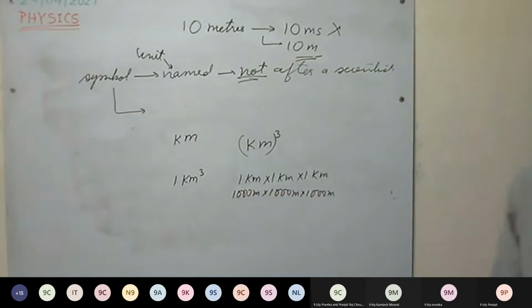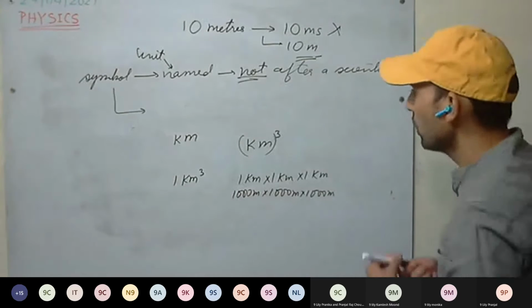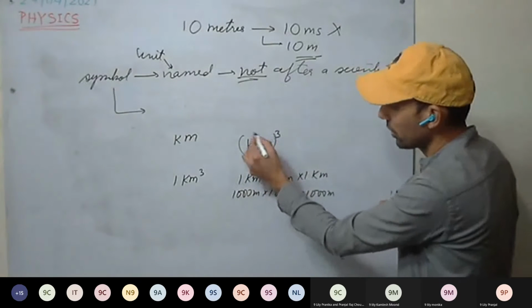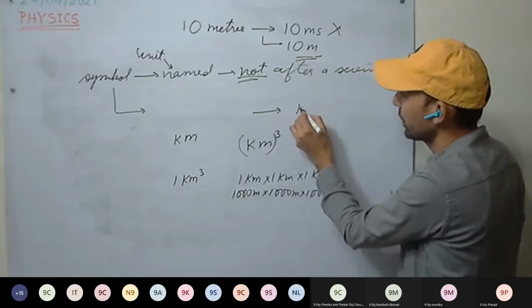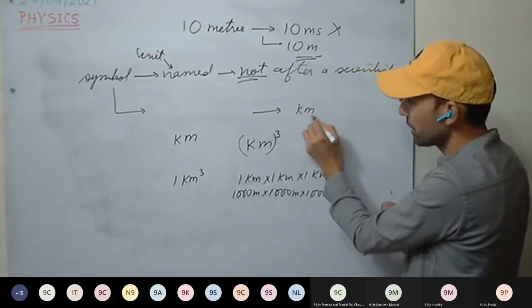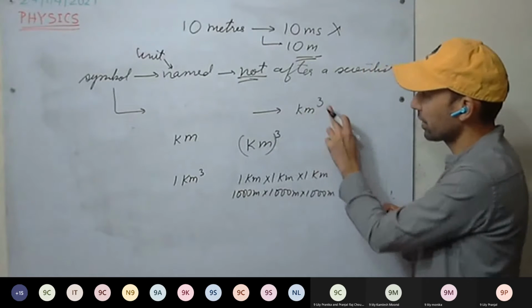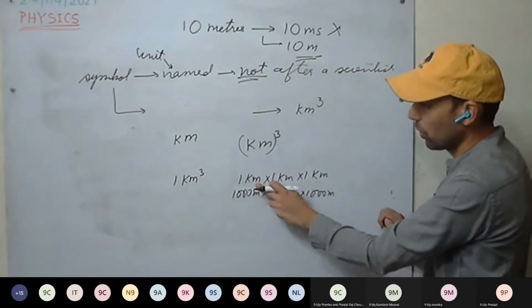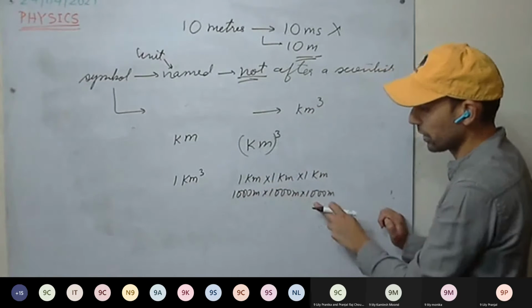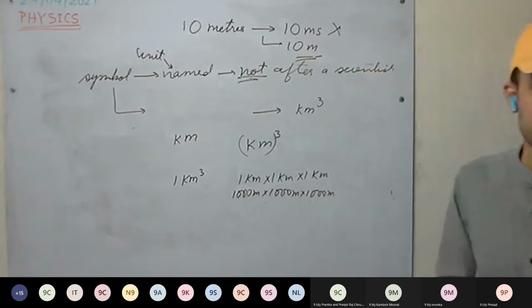Understood this one? So there is no need of putting brackets. If we write the cube of kilometer, it means this kilometer is the new unit, and if you put 3, this cube is for the whole kilometer, for 1000, 1000, 1000. Understood this one?